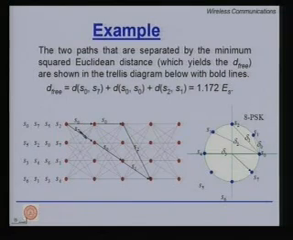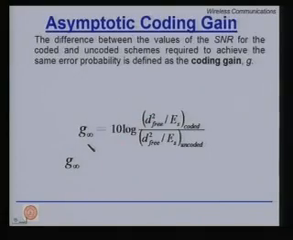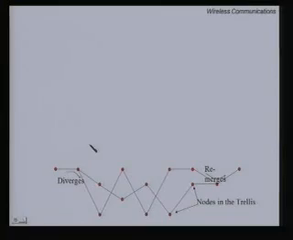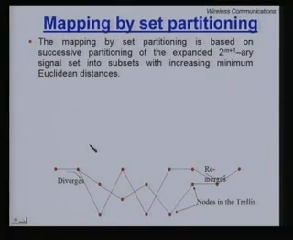Why is this S0 and S7? Why not S4 or S3? Who decides the symbols? So, Ungerboeck, who had proposed TCM, had come up with one of his ad hoc techniques called set partitioning. So, let us look at it.